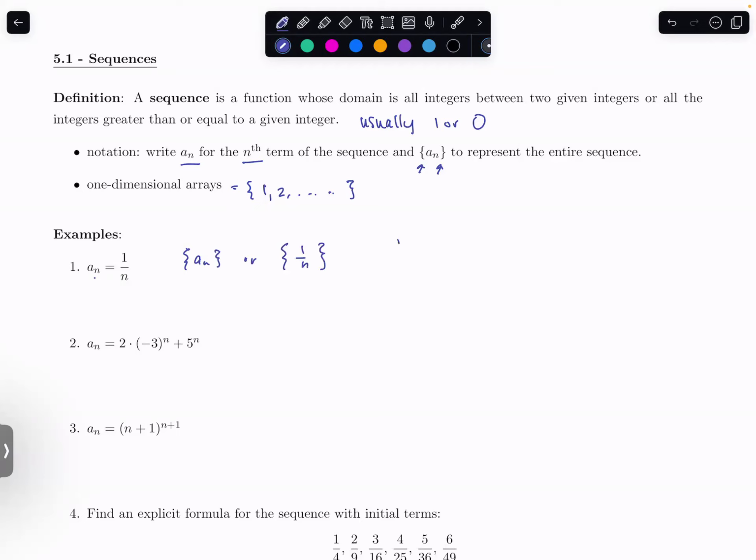If we were trying to make a list of this, this one-dimensional array, A1 is 1, A2 is 1 over 2, A3 is 1 over 3, and so on. And so we could actually write this as that array: 1, 1/2, 1/3, 1/4, all the way to 1 over n. So this is your sequence, A sub n.